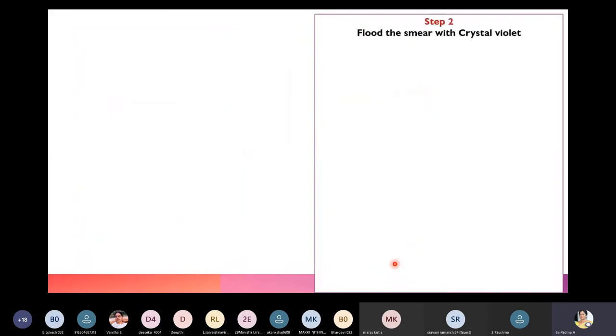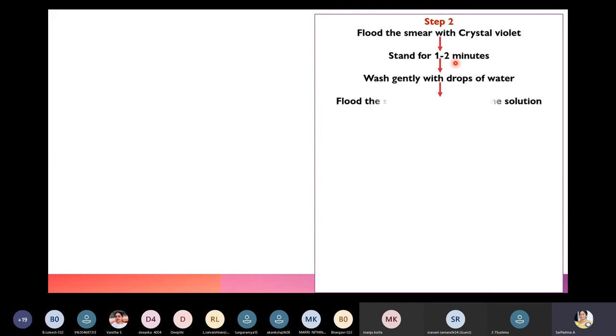Now is the step 2 process, where we are trying to understand how to do the staining process. First, once we are finished with the fixing of the smear by heat, the next thing is to flood the smear with the first primary stain, which is called crystal violet. Once we are done with the addition of crystal violet, let it stand for 1 to 2 minutes. Allow the stain to be taken up by the bacteria. After that, wash the slide gently with a few drops of water. Then flood the smear with the mordant, that is the Gram's iodine solution.